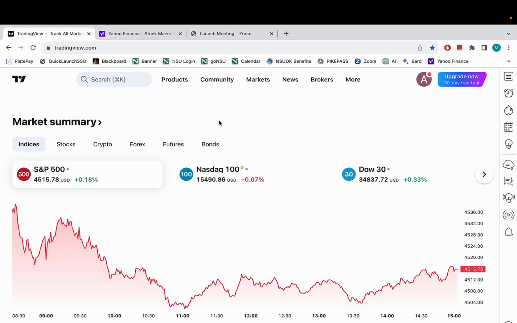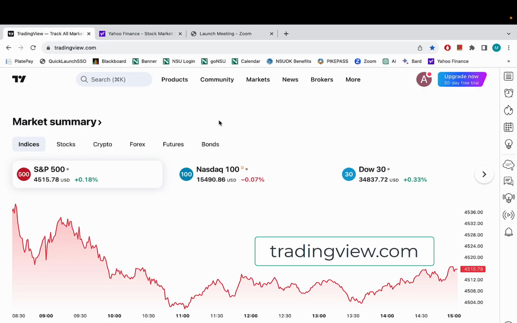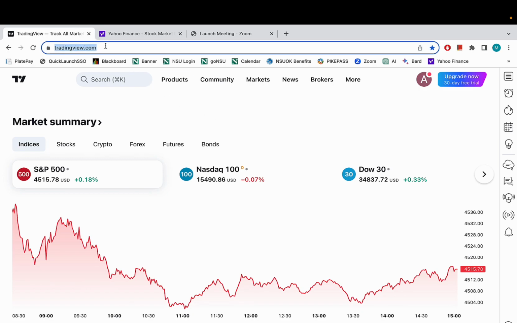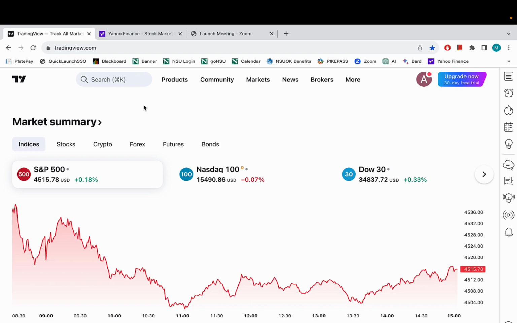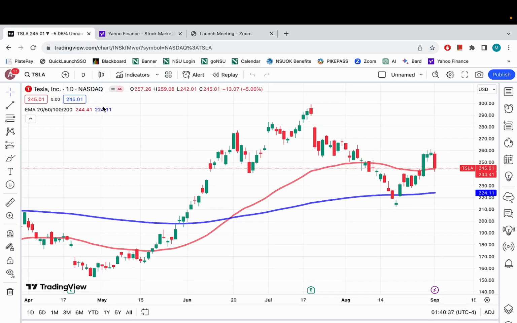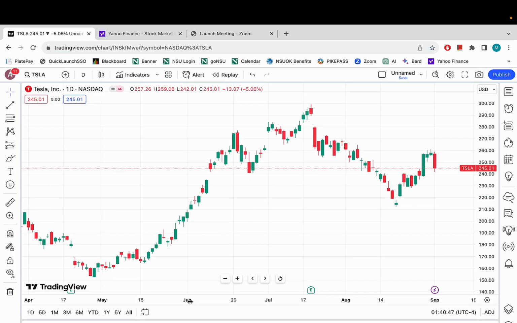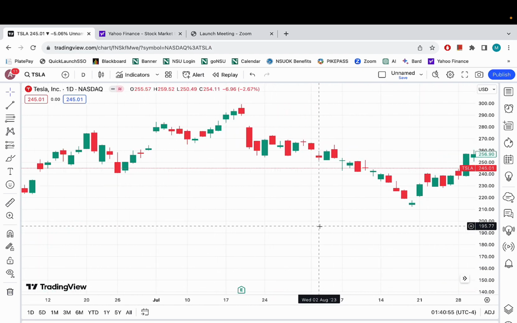The website that is very famous and very frequently used by investors is tradingview.com. The basic version is free for everyone. You just need to make an account there. Let's say I click here on Tesla, and as you can see here, June, July, August and September, those people who are actively involved in investing, how do they make decisions?